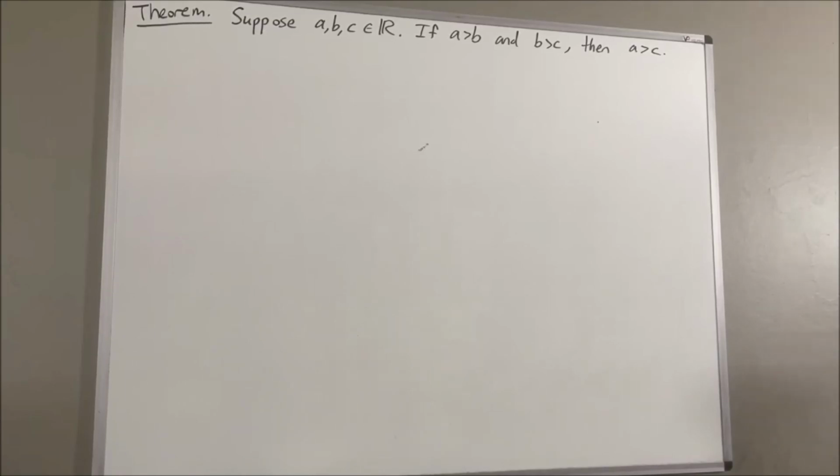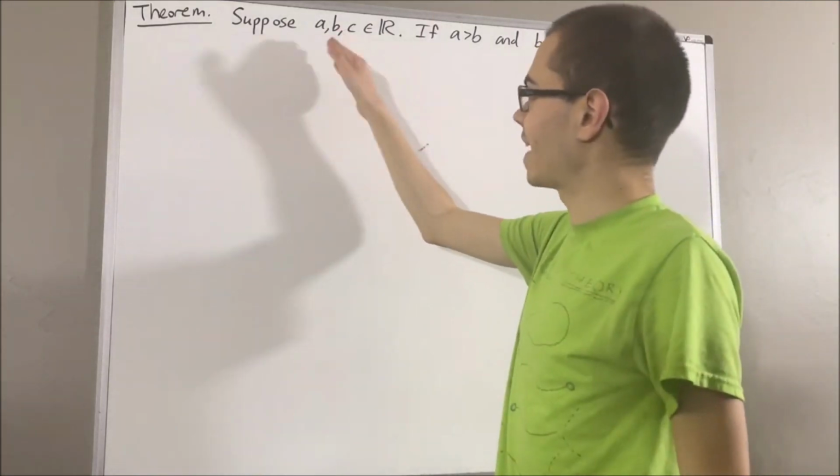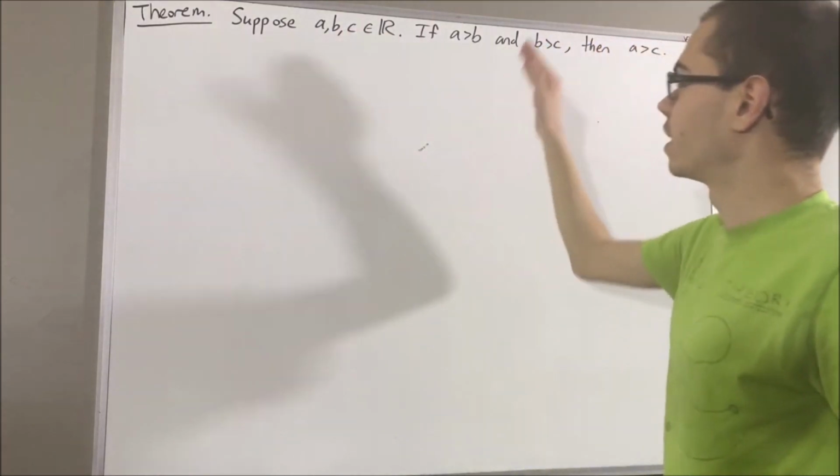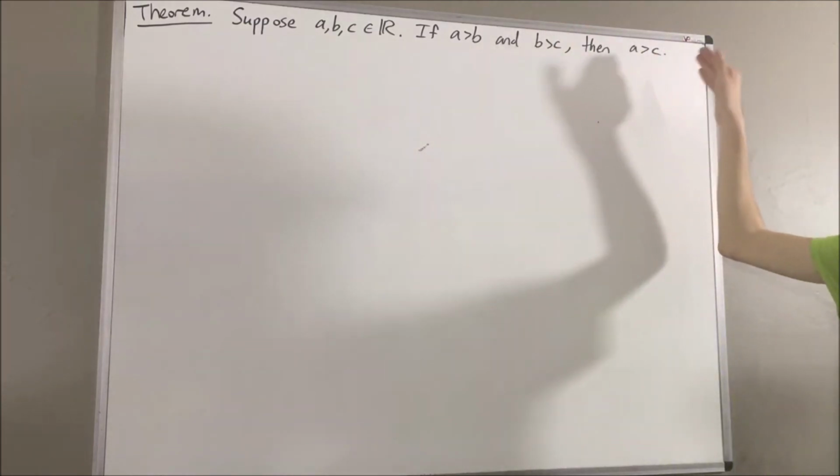Hello! In this video, we are going to prove the following theorem. Suppose A, B, and C are real numbers. If A is greater than B and B is greater than C, then A is greater than C.